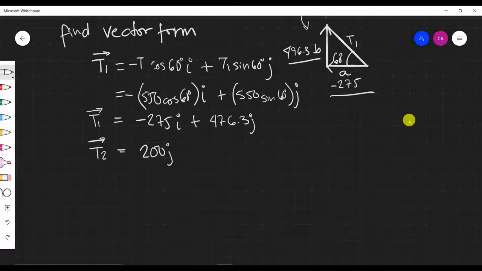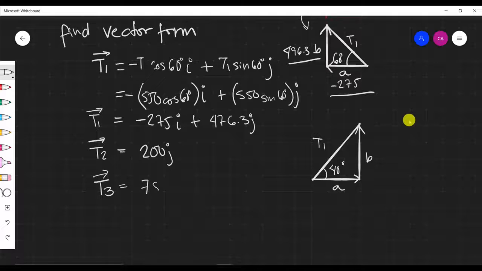Then last is T sub 3, 750 at 40 degrees. So yung itsura ng T sub 3 is una, kakanan ka, aangat ka, then pabubuo mo siya. So meron kang A, B, then T sub 3, 40 degrees. Okay? So based dyan sa drawing, since pakanan naman, A is pakanan, then B pataas, so positive lahat. So magiging 750 cosine 40 degrees I, letter I yan, positive 750 sine 40 degrees J.